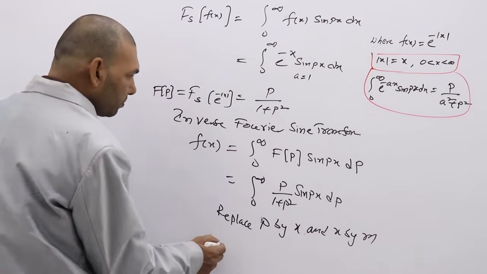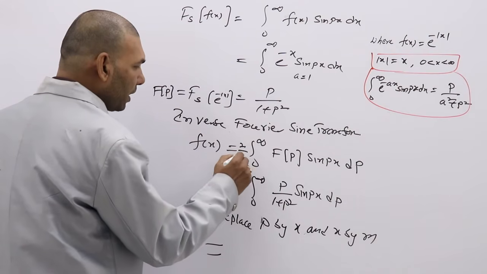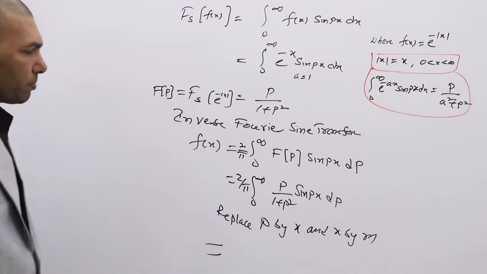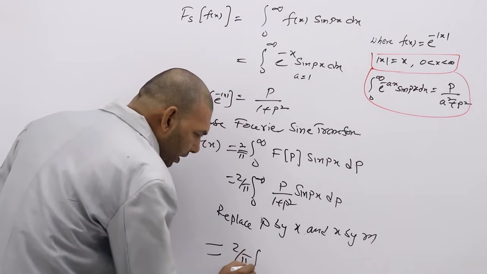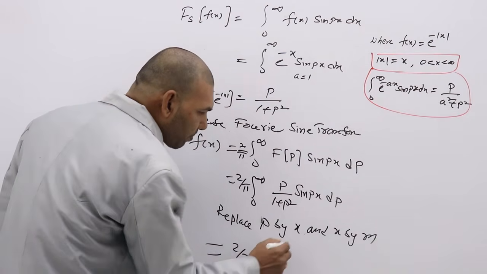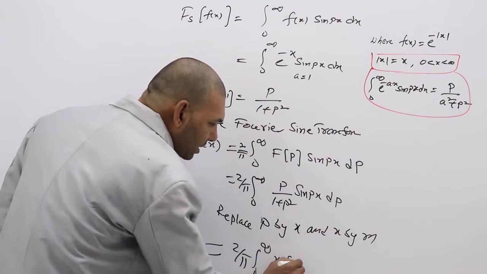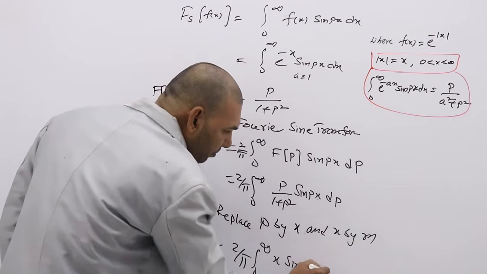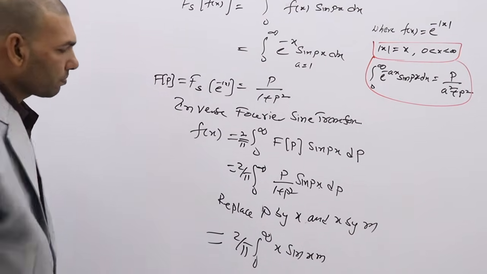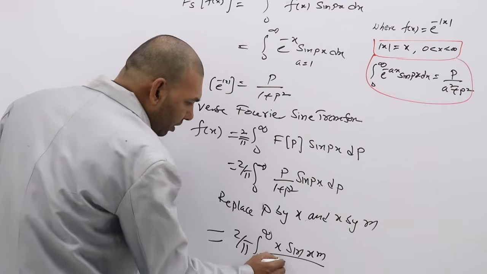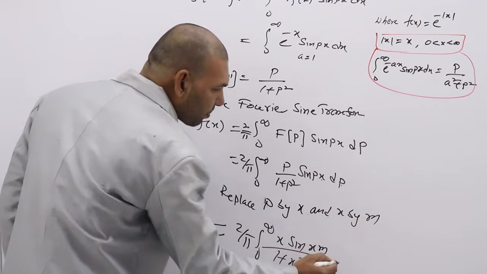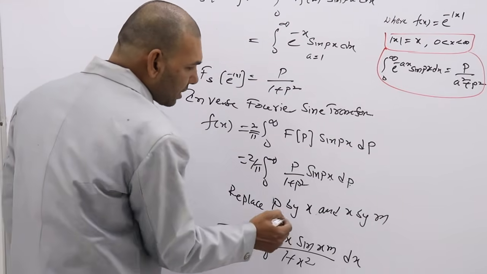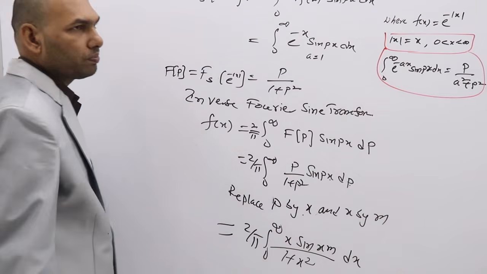What will you get? Here 2 by pi will be there: 2 by pi integral 0 to infinity, replace p by x, x sin x, replace x by m, mx, by 1 plus x square, replace p by x, dx. Replace p by x by m.